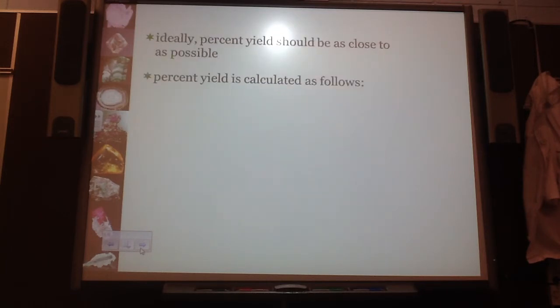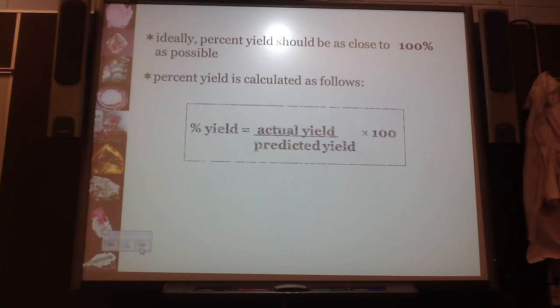All right. Ideally, percent yield should be as close to 100% as possible, the percent yield, okay? Very important. Percent yield is this formula. Percent yield is equal to actual divided by predicted times 100.